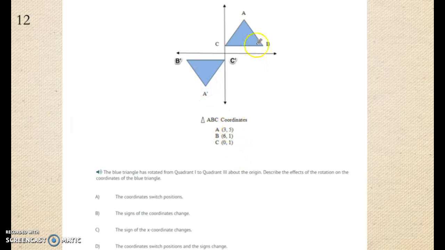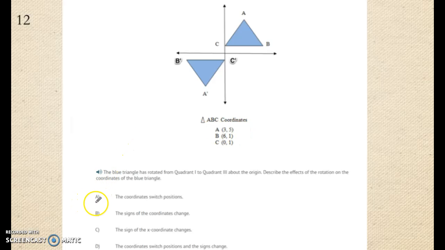So A was originally located at (3, 5). Well, A prime looks like it's at (-3, -5). Let's look at B. B was originally located at (6, 1). Well, B prime looks like (-6, -1). So it looks to me like we're changing the sign of the coordinates.